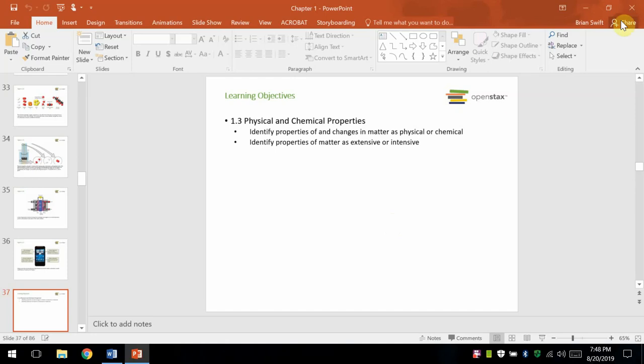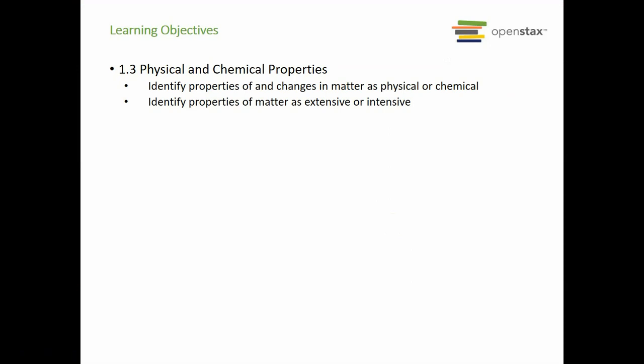Hello class, we've got one more section to finish off this chapter, and that is section 1.3, Physical and Chemical Properties. Our goal here will be to identify properties of and changes in matter as physical or chemical, and the other is to identify properties of matter as extensive or intensive.